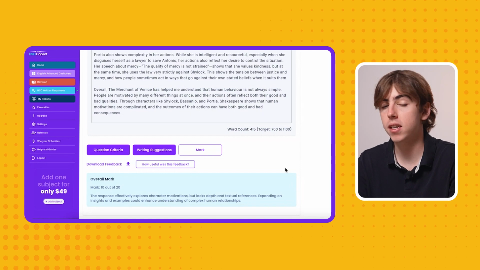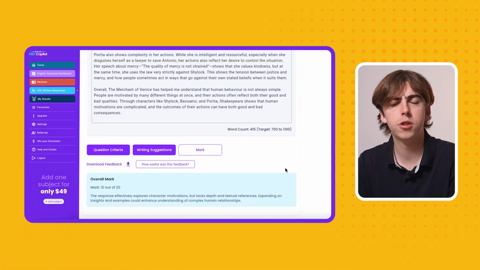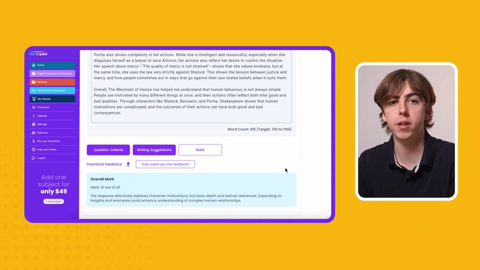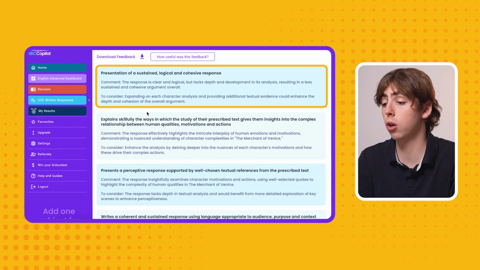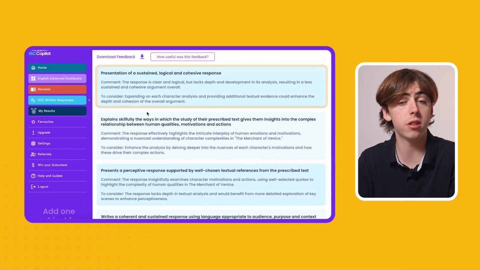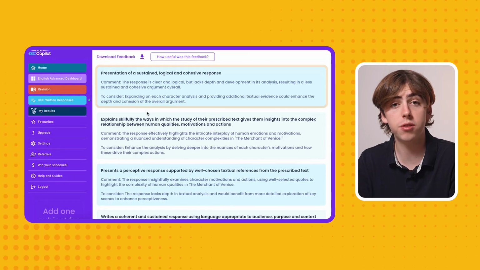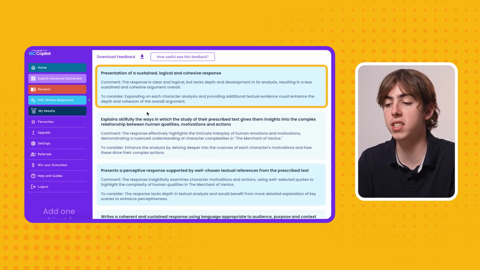And here's the feedback. It has given this response an overall mark of 10 out of 20. So let's go through why, and more importantly, how we can improve it. Starting with structure and cohesion. The tool says that the essay is logical and coherent, which is a solid starting point, but it lacks sustained analysis. That means the points are introduced, but not developed in enough depth to build a fully persuasive argument.